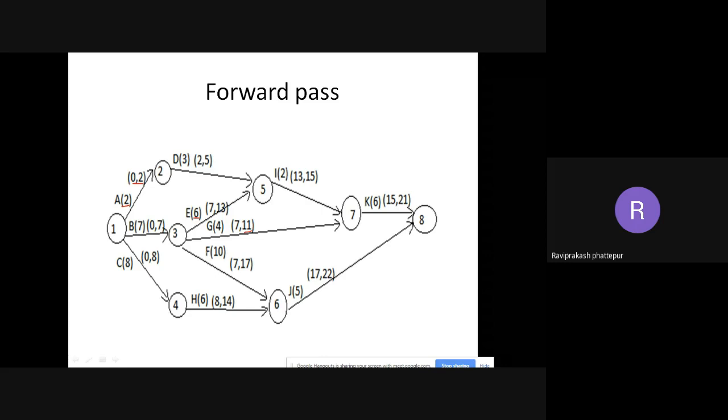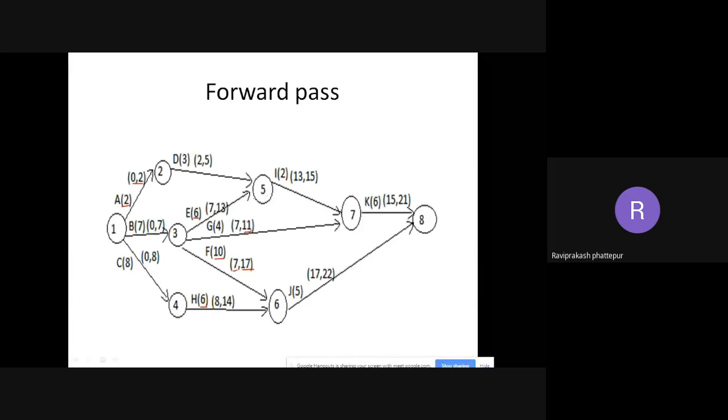Then activity F. F will start again after B. So it will start at 7, and 7 plus 10, the duration required is 10. 7 plus 10 is 17. Now coming to activity H. Activity H will start after activity C. Activity C will end at 8. That means activity H will start at 8, plus the duration, which is 6. So 8 plus 6 is 14. So 8 comma 14.